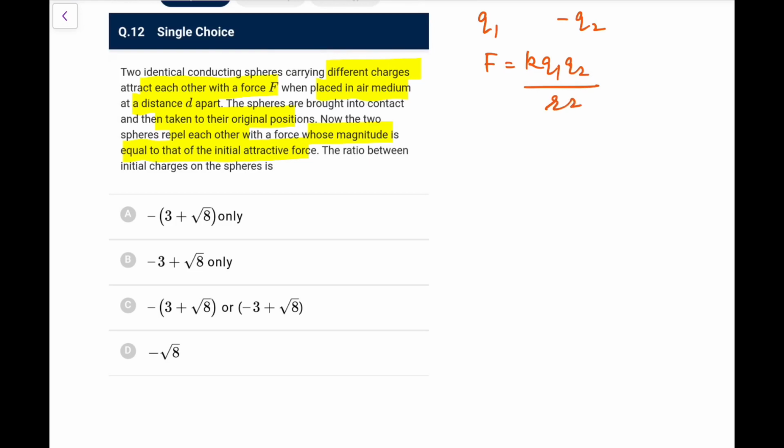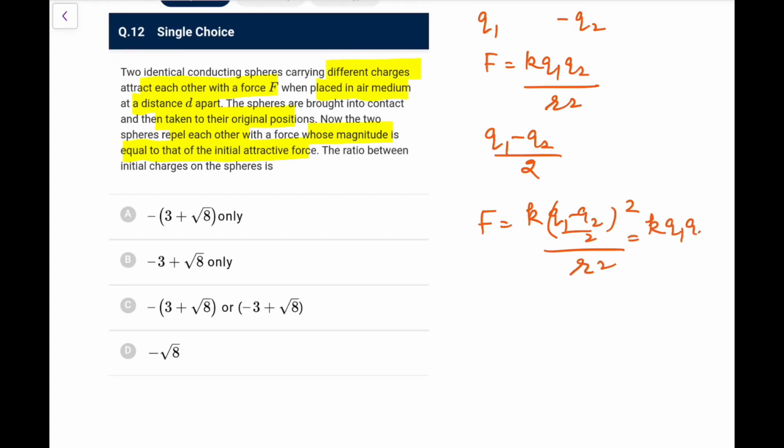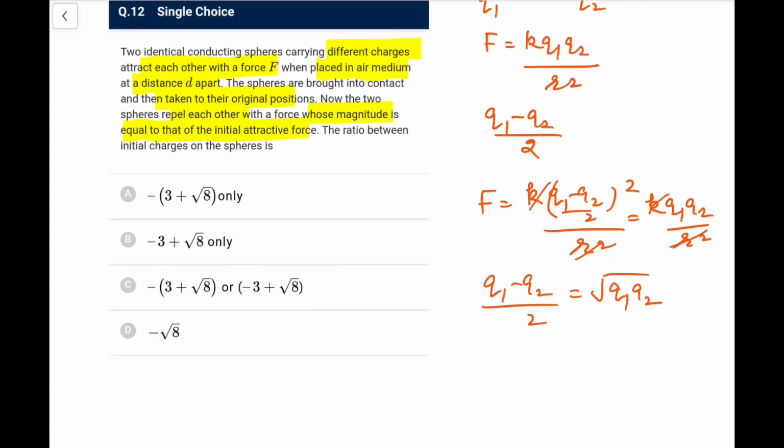Now on touching them, let's say q1 is the greater one. So now the charges on both would be q1 minus q2 by 2, and now the force is still the same, that is F, that is k times q1 minus q2 by 2 whole square by r square, equal to F, k q1 q2 by r square. So what we get now, r square and k go, so q1 minus q2 by 2 is equal to root q1 q2.